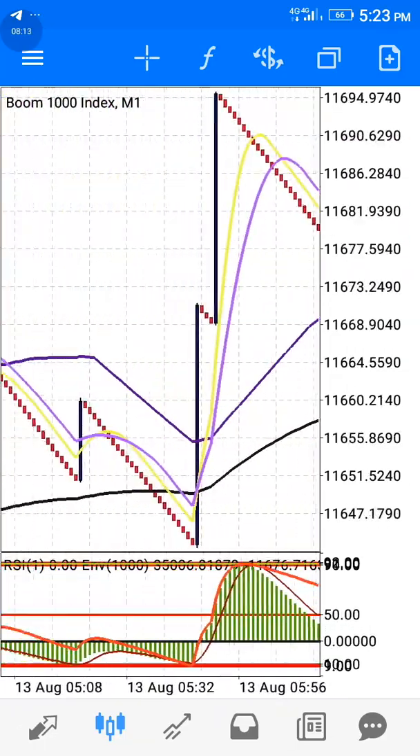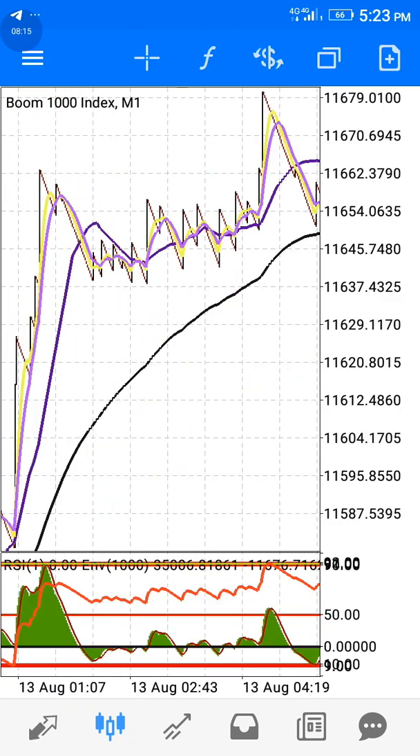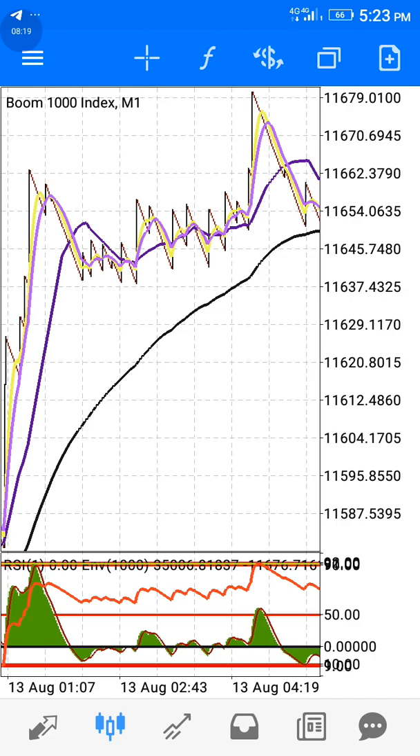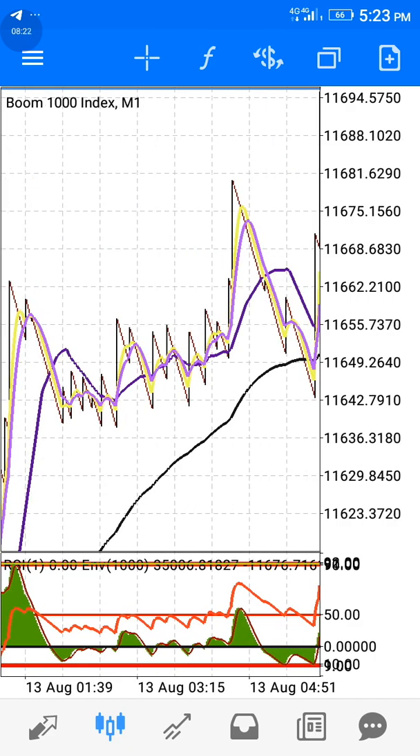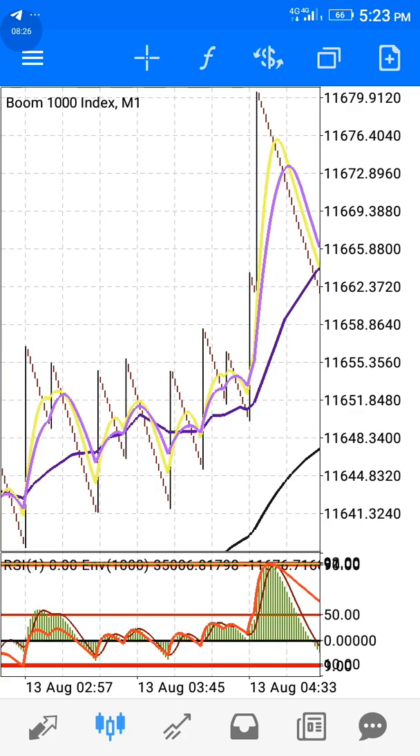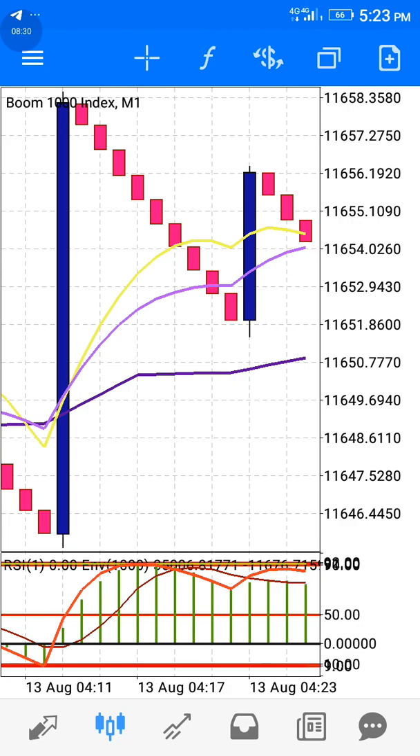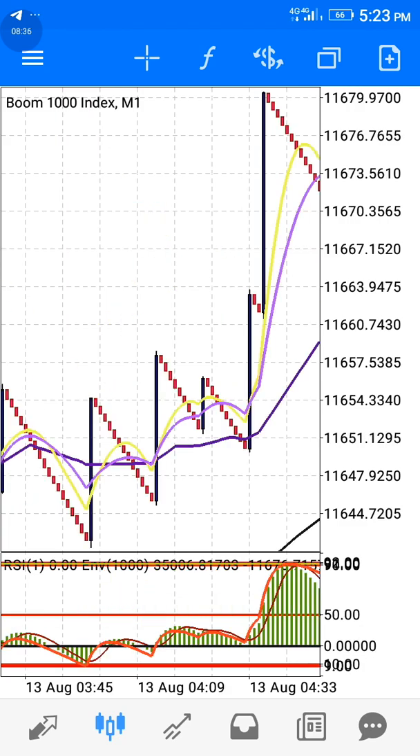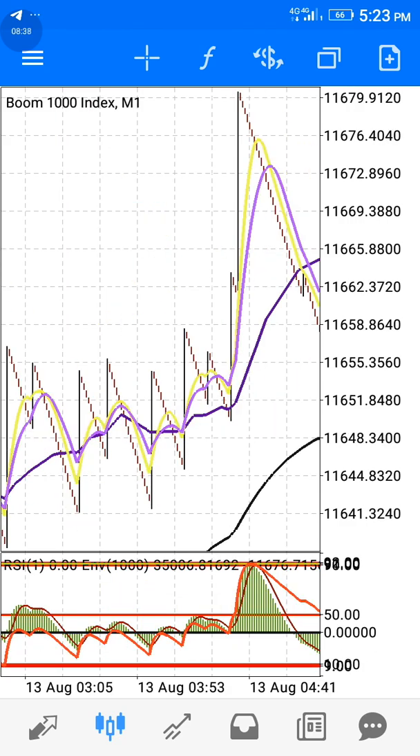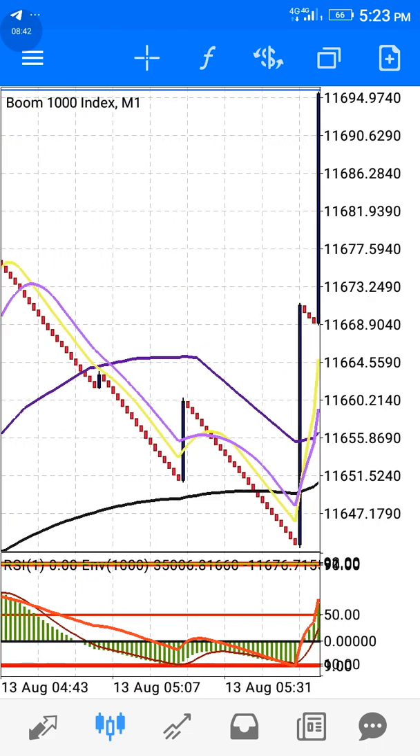Now we have a 5 zoom. Everybody knows this is number 1, this is number 2, this is 3, this is 4, and this is 5. For this strategy you are using 3 or 4. So this is 5, this is 4, and this is 3. You can use this 3 or this 4. So let's use this 4.